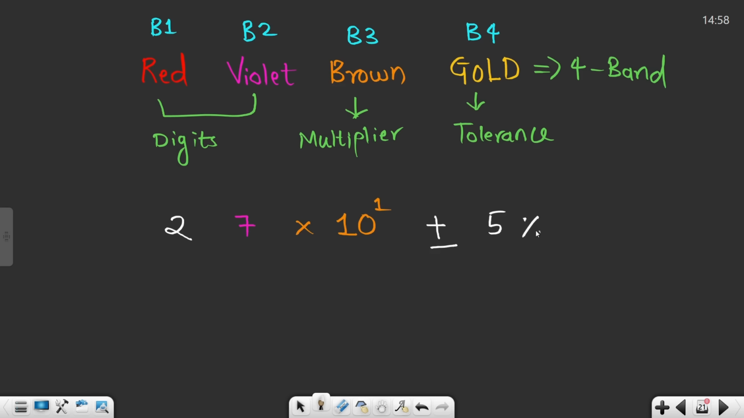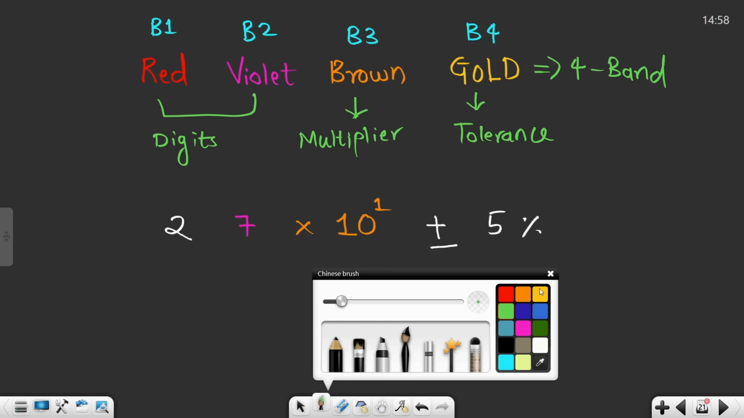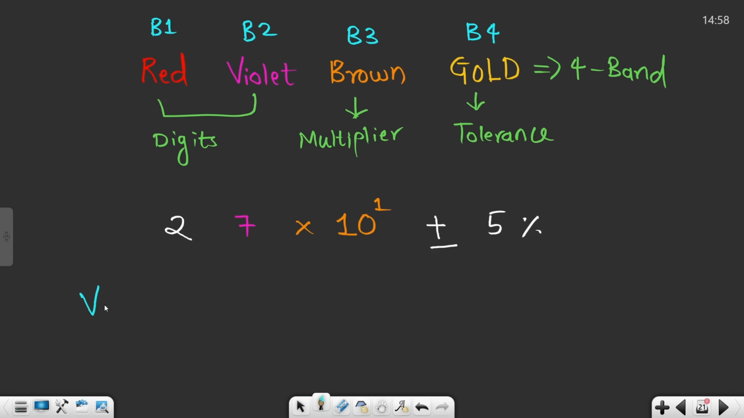So the value of this particular resistor is 270 ohms. Okay, so the value is 270 ohms, or if you want to be more precise, that becomes 270 plus or minus 5% ohms. Now we are going to understand what exactly this 5% is.